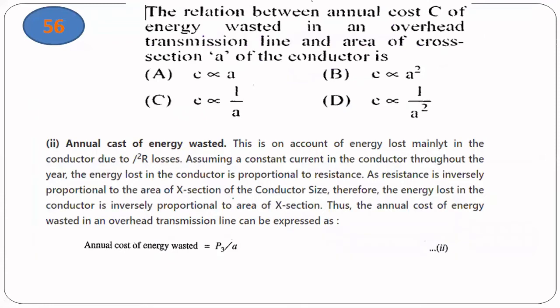So the next question is about the relationship between annual cost of energy wasted in an overhead transmission line and area of cross section. Okay, it is generally given by the expression P by A, or power by A, and power is about the power losses. So the relationship with area is inversely proportional to A. And we can just go to the relevant explanation given here.